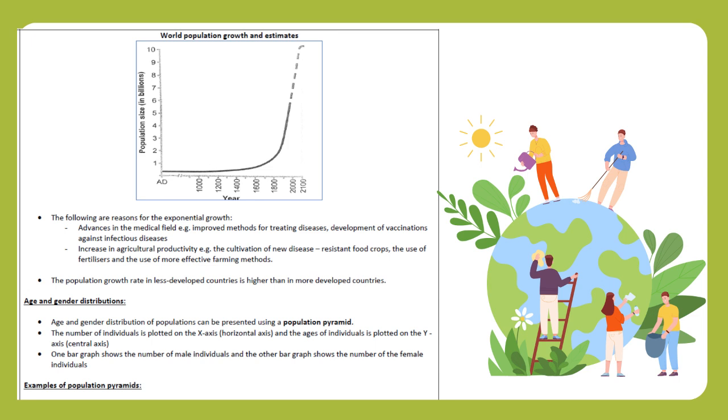Age and gender distributions. Age and gender distribution of populations can be presented using a population pyramid. The number of individuals is plotted on the x-axis, horizontal axis, and the ages of individuals is plotted on the y-axis, central axis. One bar graph shows the number of male individuals, and the other bar graph shows the number of the female individuals. Examples of population pyramids.